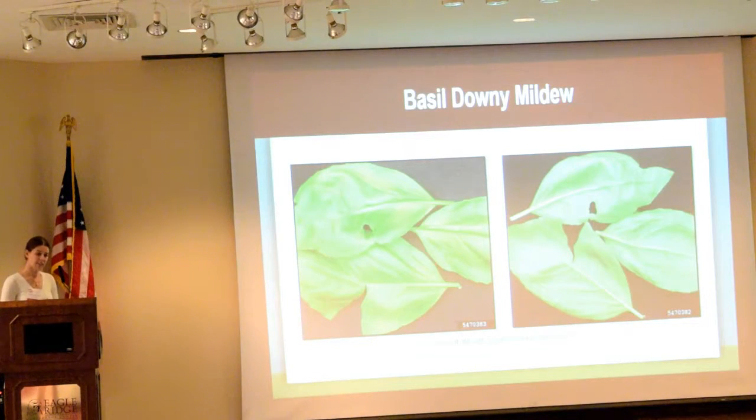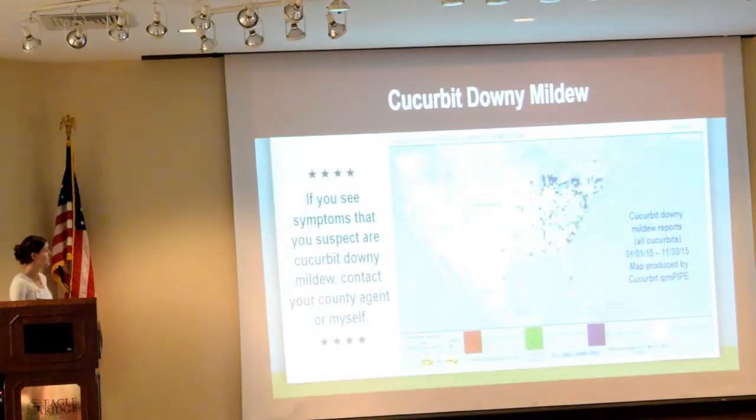I mentioned the basal downy mildew publication that we have. These are photos of what basal downy mildew looks like. So you can have the yellowing or chlorosis of the top leaves, and then again when you flip the leaves over, you can have the brown or purplish fungal growth and discoloration that you see on the bottom. Okay, so now that's it.